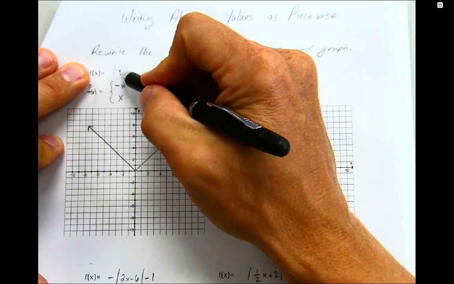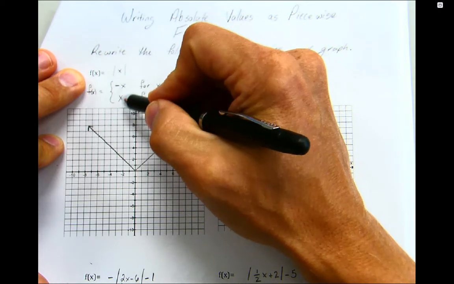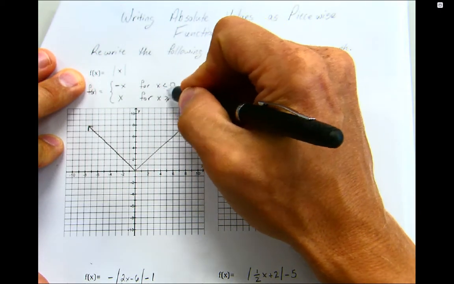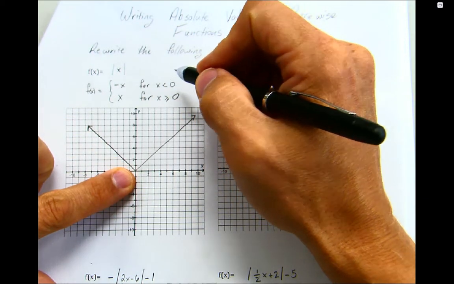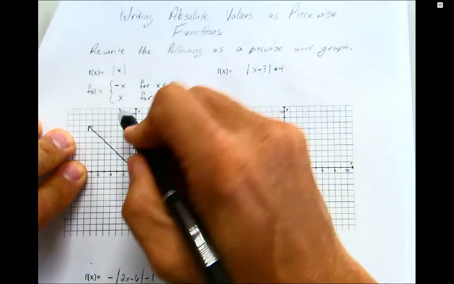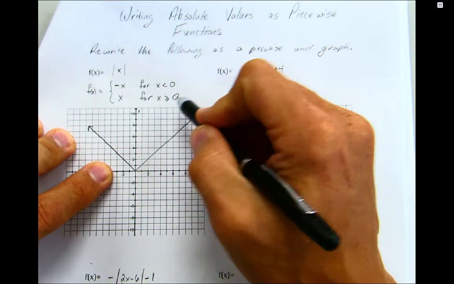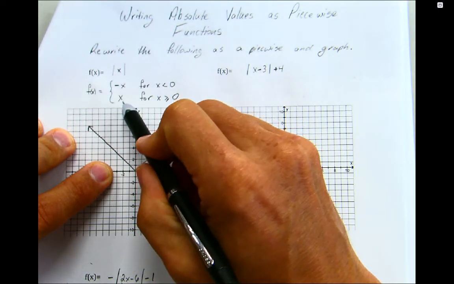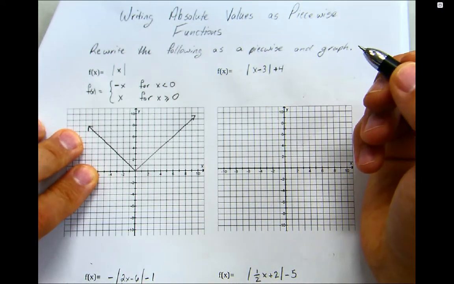I'm going to break this absolute value into two pieces, and for the negative arm of that absolute value graph, I'm going to make it what was inside the absolute value negative, and for what was on the right hand side, or the positive part of the absolute value of x, I'm just going to leave it positive. Okay, so let's try it with a little bit different one.